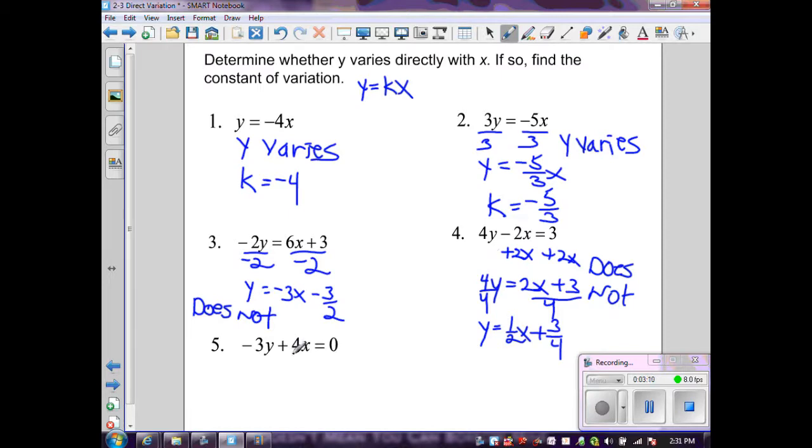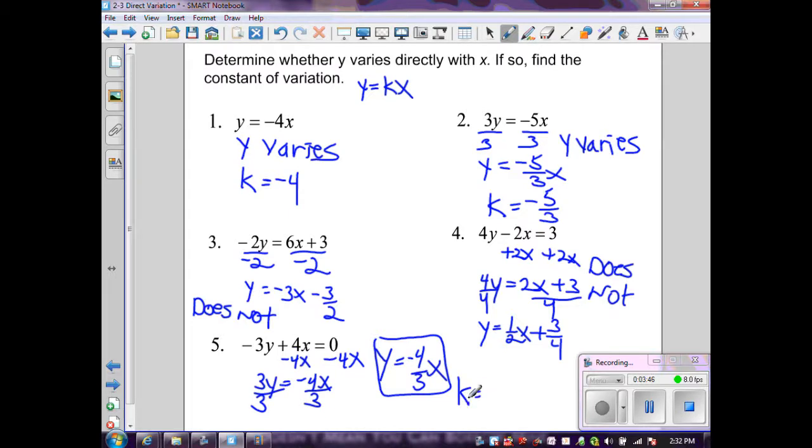Our next problem, I'm going to subtract 4x on both sides. That's going to give me 3y equal to 0 minus 4x is just a negative 4x. When I divide by 3, that's going to give me y equal to a negative 4/3 x. That is in the form of y equal kx, and that tells me that this does vary directly, and that means that k here is equal to a negative 4/3.